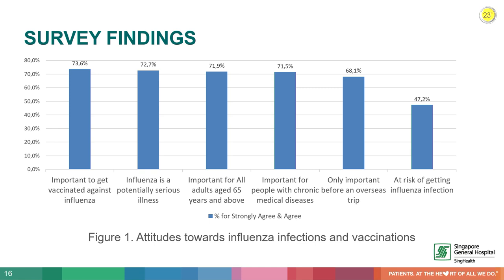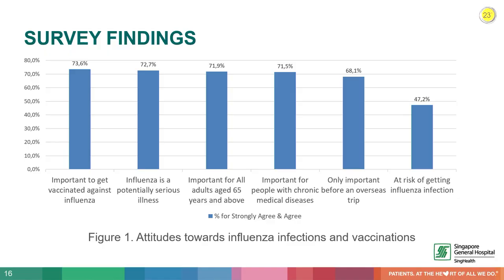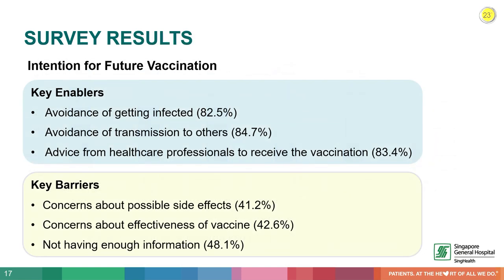These are some of the survey questions we asked about their perceptions towards the vaccine. You can see that the majority felt that it is important to get vaccinated, and that influenza is a potentially risky illness, important for older adults as well as those with chronic conditions. However, 68% felt that it's only important to receive vaccinations when they go on an overseas trip. And less than half felt that they are at risk of getting influenza infections despite their senior age.